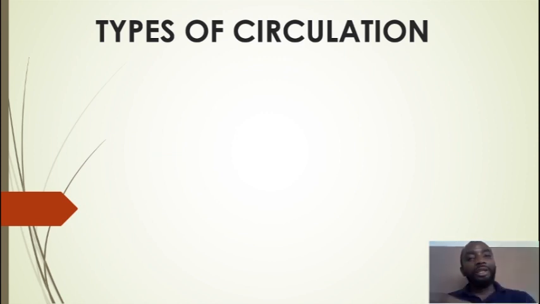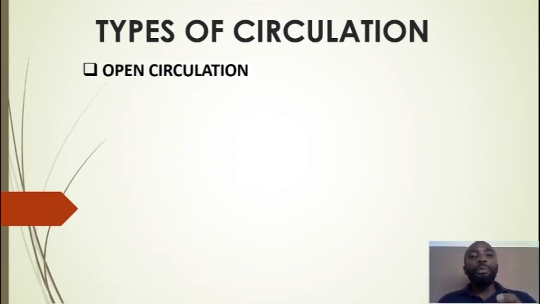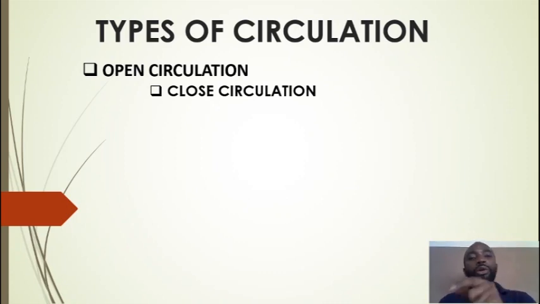Now let's look at types of circulation. There are two main types of circulation: open circulation and what? Closed circulation. How many types? Two. Open circulation and closed circulation. The open circulation is normally seen in lower animals.